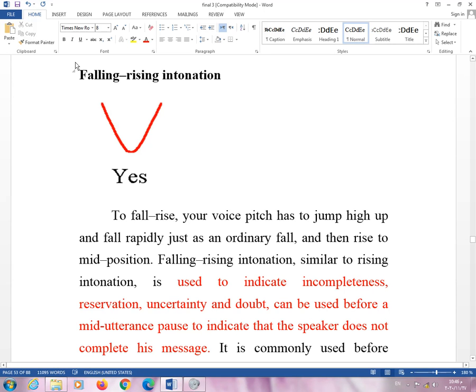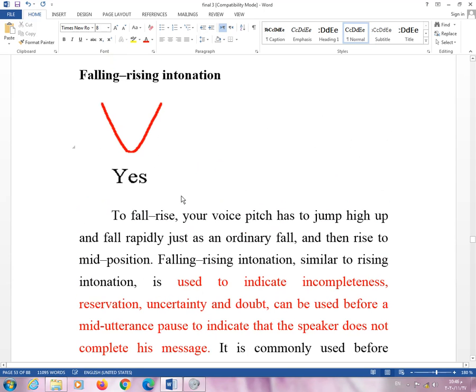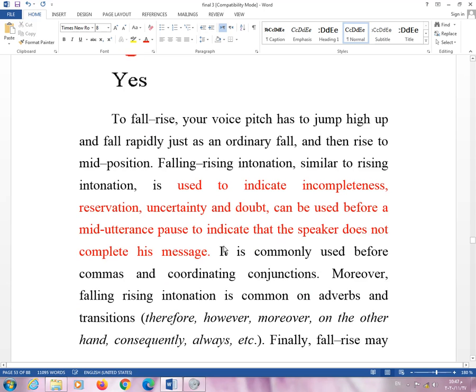Let's talk first about falling-rising. As you see, this is a mark. We start high, our pitch rises high up as you see, and then it falls down, and then it rises up again. So three things: up, fall, and up. Okay. Where do we use this pattern of intonation? We use it in order to indicate incompleteness, reservation, uncertainty, and doubt.